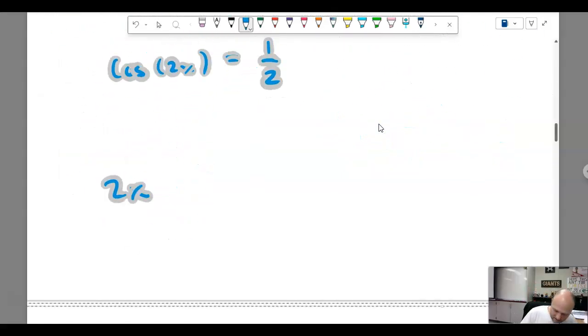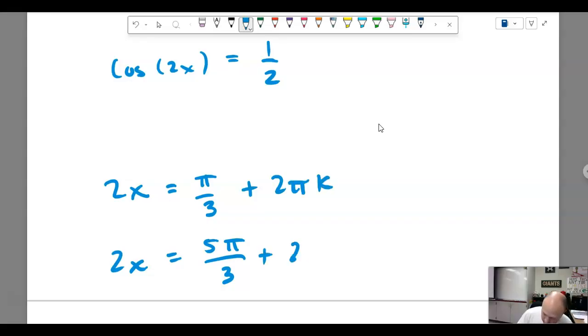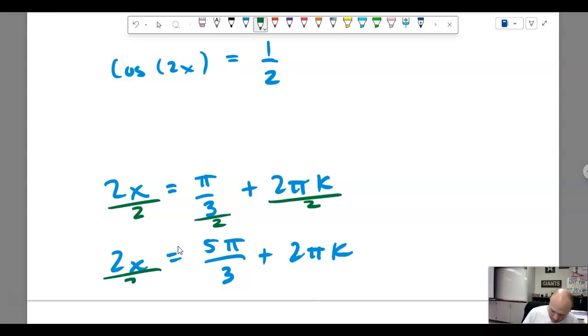So I can solve this. 2x is going to be equal to pi thirds, and we have 5 pi thirds. Now, because they said all values, I'm also going to add a 2 pi k to both of these solutions, because they'll keep hitting these values. And now I have 2x. I just want 1x. So now I'm just going to divide both sides by 2.